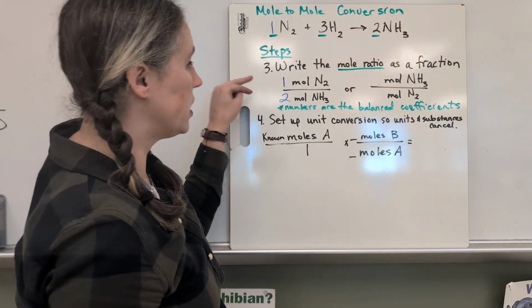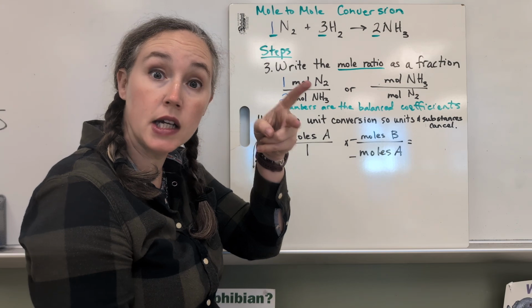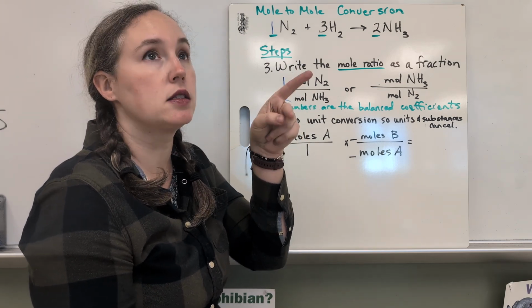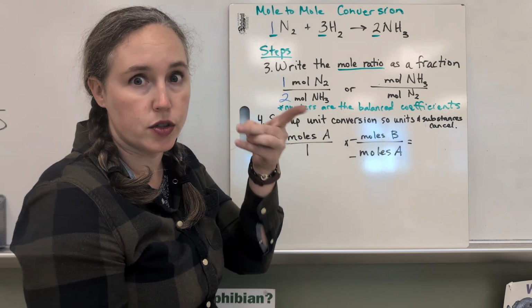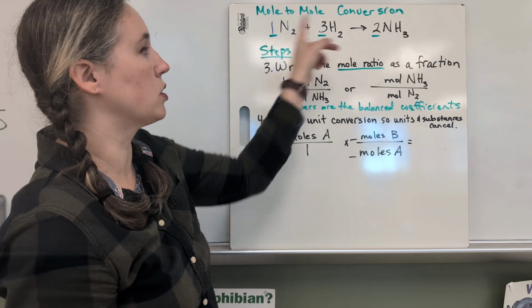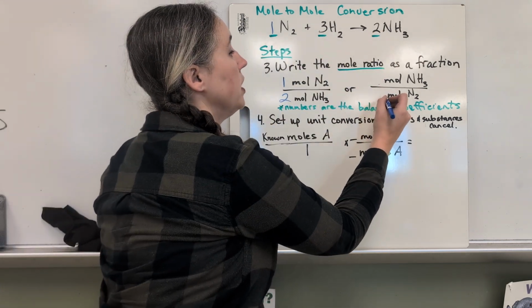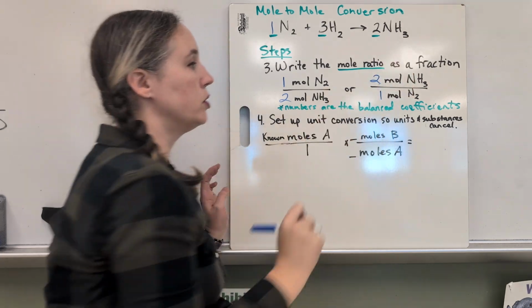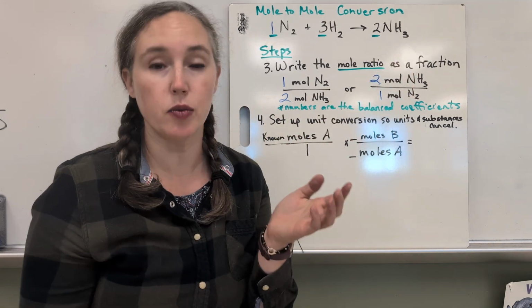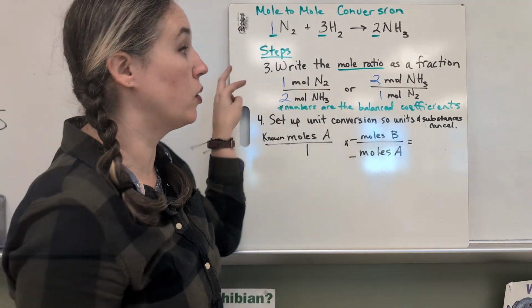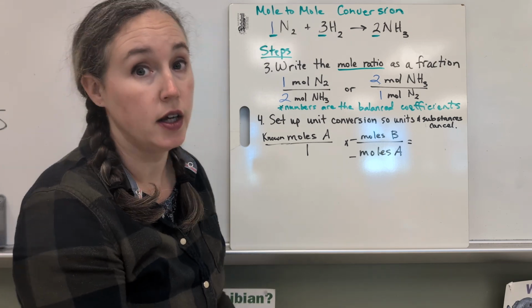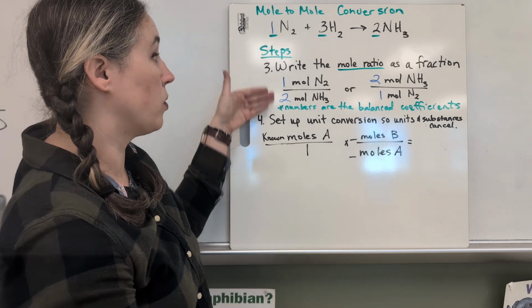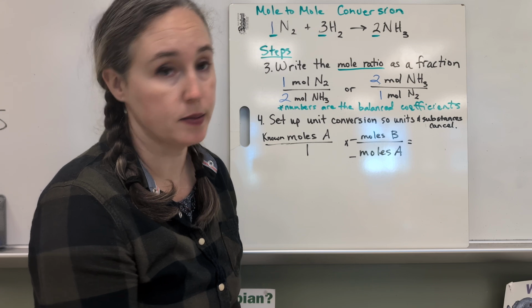You could also write this fraction the other way. It means the same thing, right? It's a conversion factor. It's a ratio between these two numbers. So for every 1 mole of N2, we can make 2 moles of NH3. Later on, we're going to have to decide which version of this fraction to use. But for now, I just wanted to show you that we can write the mole ratio either way.